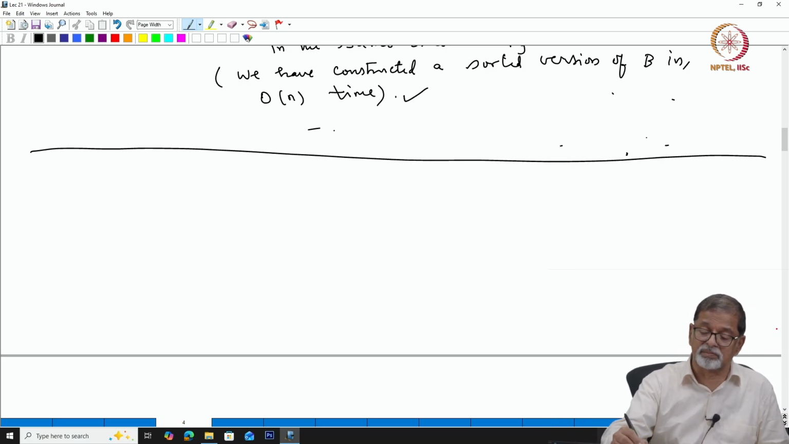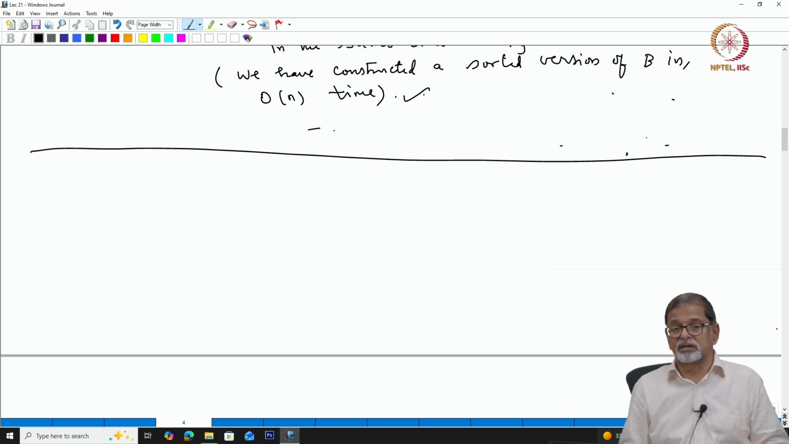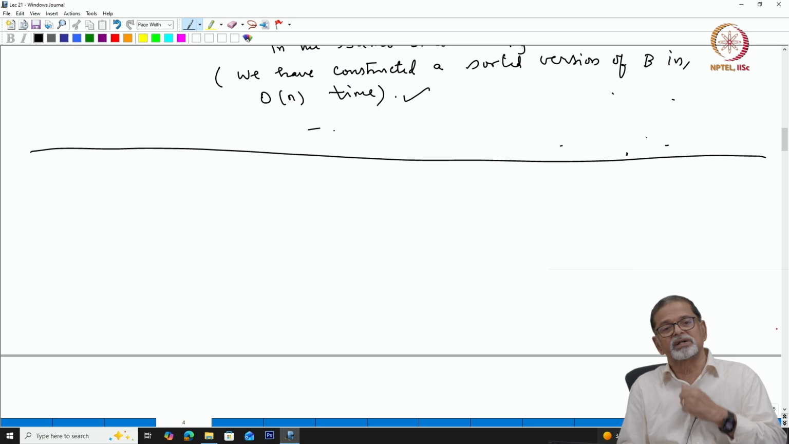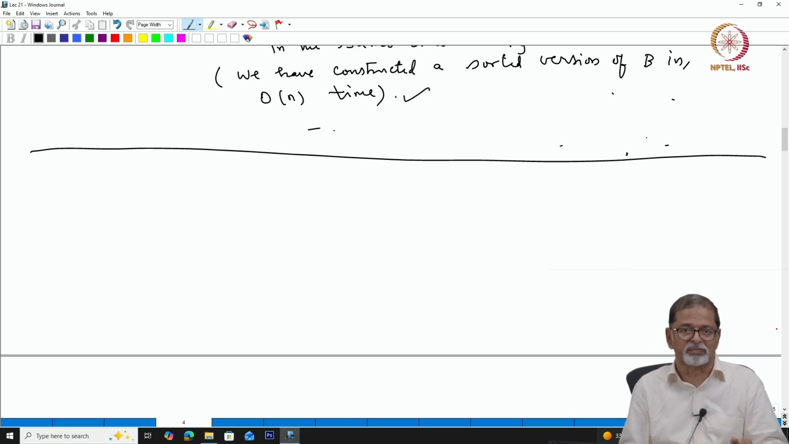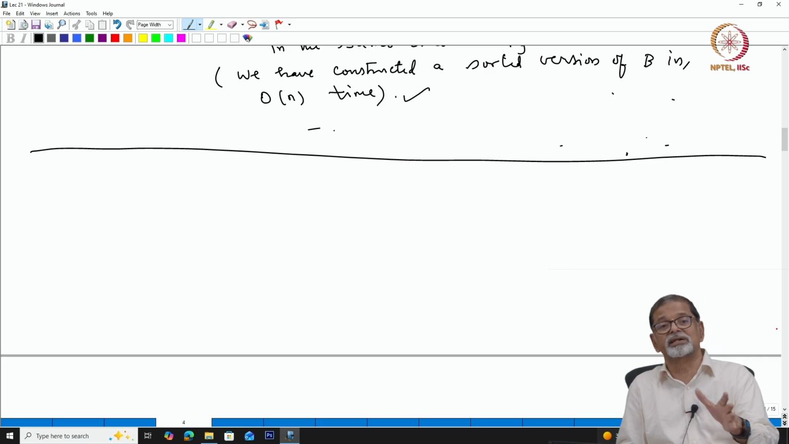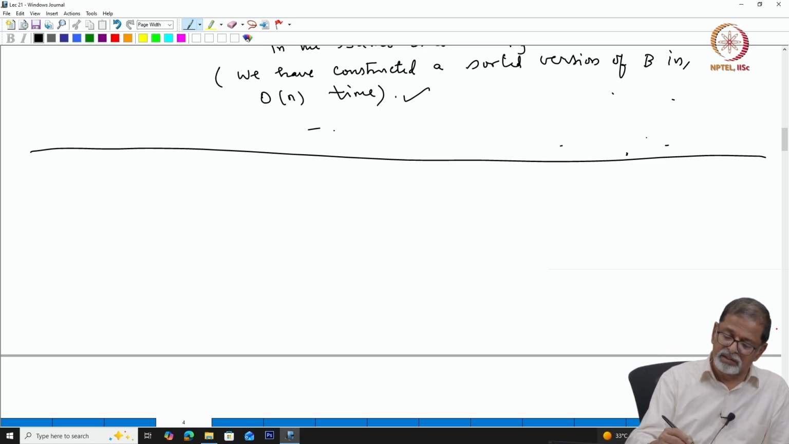This is a crucial step. Earlier we spent n log n time for this. Earlier we constructed B. After constructing B, we sorted it, and that took n log n time. But the sorted version of B can be obtained in linear time, because the sorted version of the points in y coordinate values is already available for us in the more-or-less model. Okay.